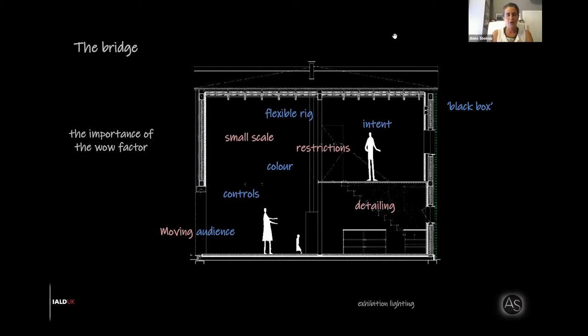So in exhibition lighting, they've effectively kept the rig from theater, but on a much smaller scale, but the flexibility of moving things around on the spot is present in the majority of gallery spaces, especially when they're housing temporary exhibitions.